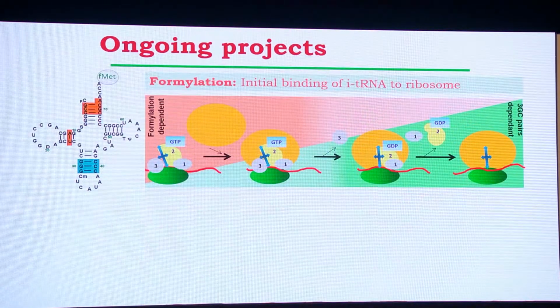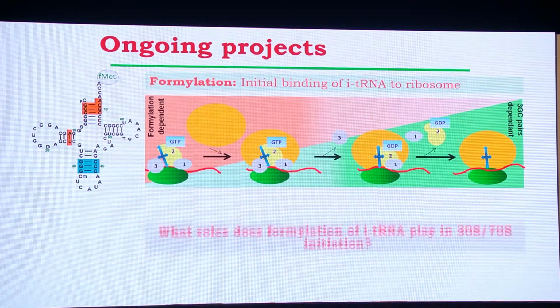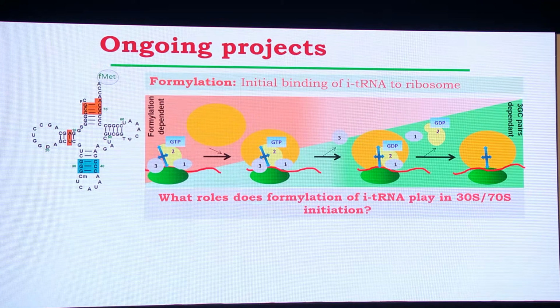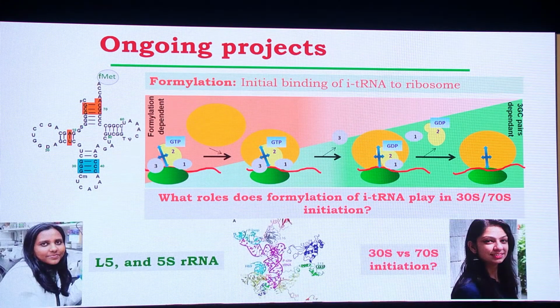The other project, of course, that we are doing is looking at the role of formylation, and this work again is being done by Divya. And what we want to ask is that, we know that we can do away with formylation if we produce a lot of initiator tRNA. And there is also evidence that you can initiate directly with 70S. Do we require formylation for 70S, or do we require it only for 30S, or whatever else we have?